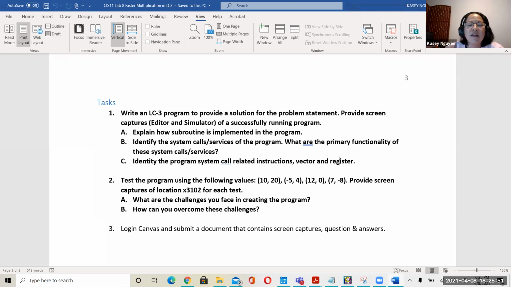Okay. Then for question 2, I want you to test the values. And again, I give you the decimal, so convert it to hex and test it. Look at the 3102 location, which is your product XY, and see if your outcome is accurate. Is it handling your negative number? Okay. And how is it handling the larger positive value?